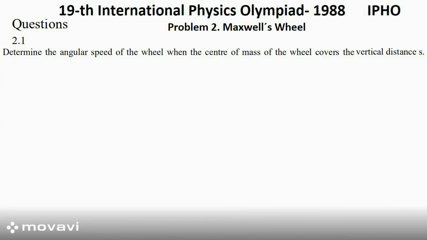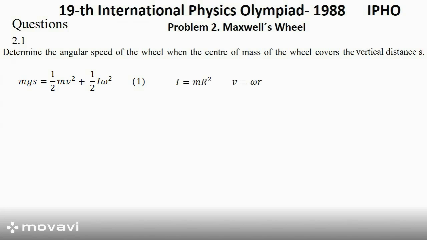Solution to problem number 2. Solution to question 1. In this problem, the easiest way is to use the formula for the law of conservation of energy when the center of gravity of the wheel is lowered by a distance s. Its potential energy is converted into kinetic energy of translational motion plus rotational motion. That is, formula 1 is true.